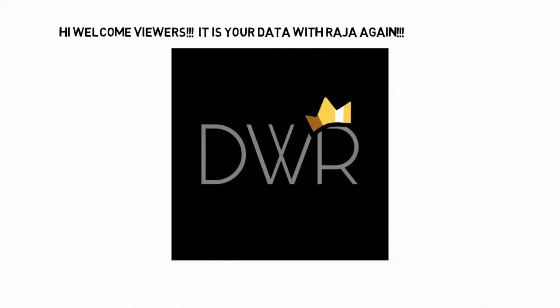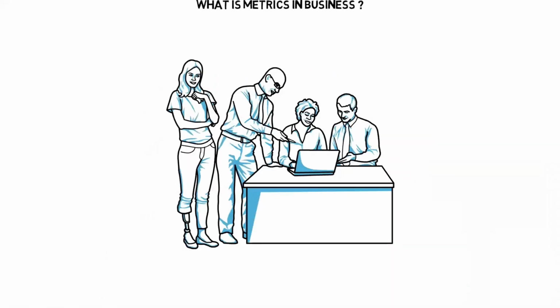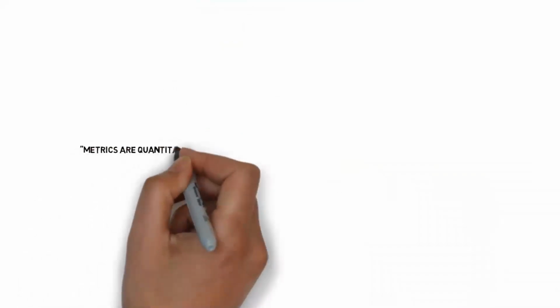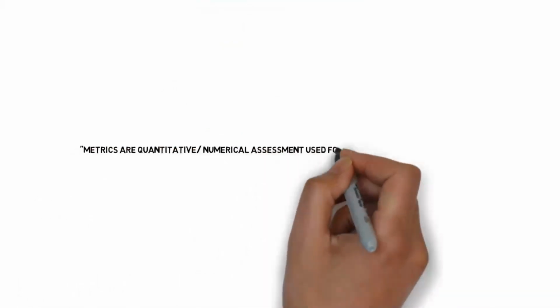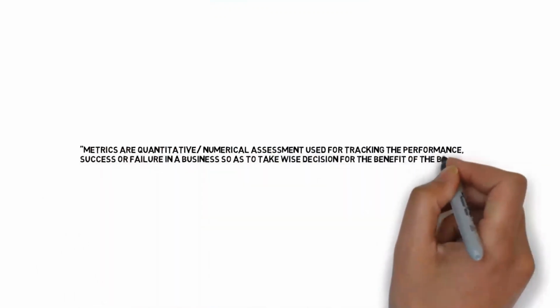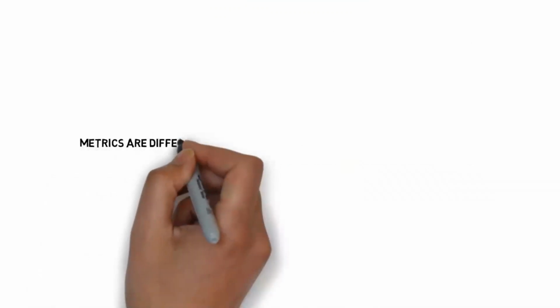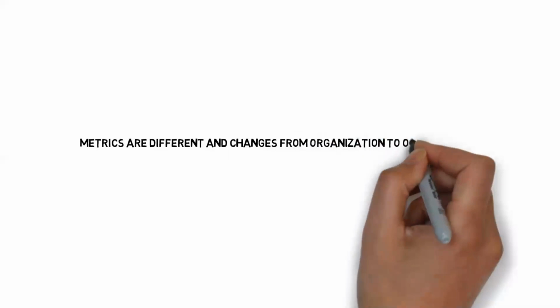Today in this video, we're going to see what is metrics in business. So this term is often used by business leaders and managers, but metrics are nothing but the quantitative or numerical assessment used for tracking the performance, success, or failure in a business so as to take wise decisions for the benefit of the business. Metrics can be different and changing from organization to organization.